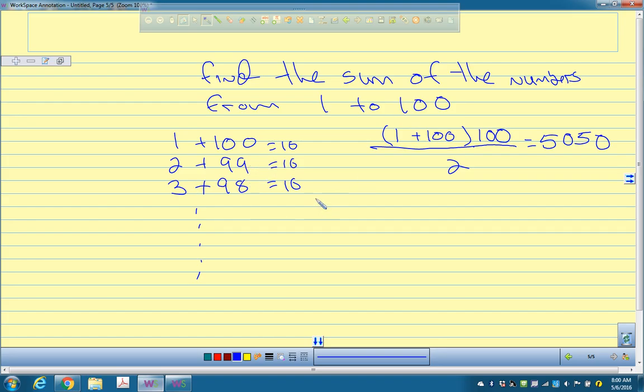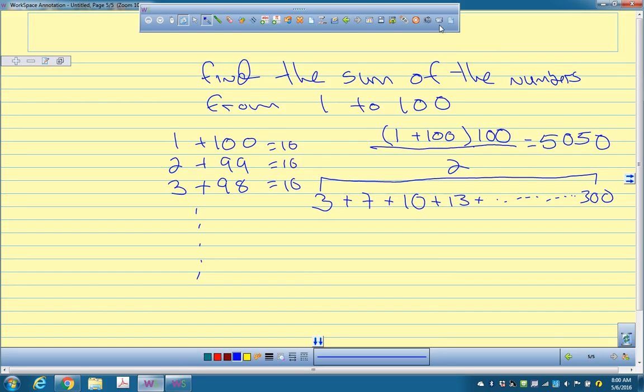It turns out you can do that with any arithmetic sequence. So if you started with 3, and then went to 7, and then 10, and then 13, and did that all the way until you got to 300, and you wanted to know the sum of all those numbers, all you have to do is add the first number plus the last number, figure out how many terms there are, multiply by how many terms there are, and divide by 2. So here's the formula.